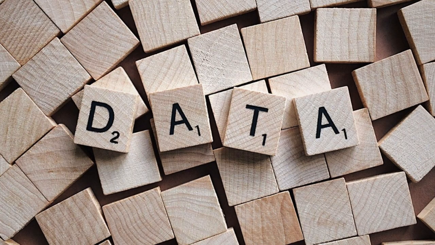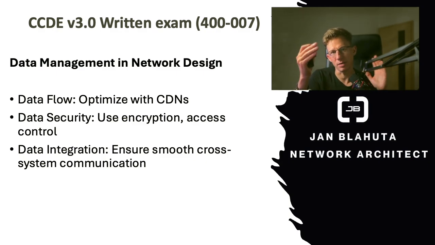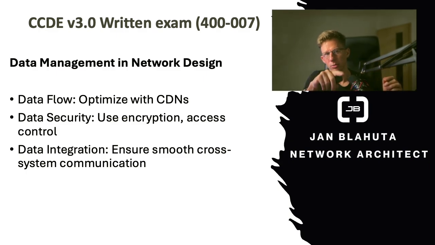Now, let's talk about data, because it is everything. Data flow. Know where your data travels and how it gets there. For example, a global company might use a content delivery network to speed things up. Data security, protect it. Use encryption, access control, and regular backups. Data integration. Make sure all systems, cloud or on-site, can talk to each other seamlessly. If you get data management right, your network becomes faster, safer, and more efficient.